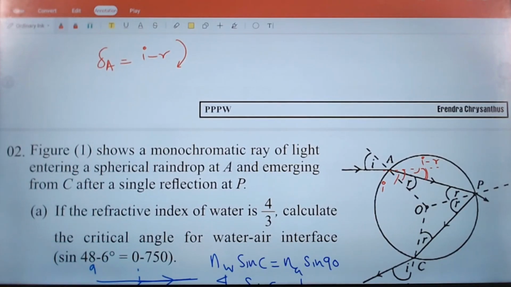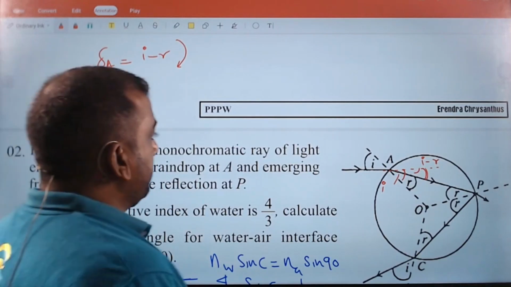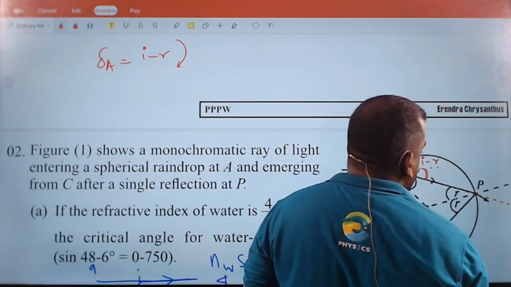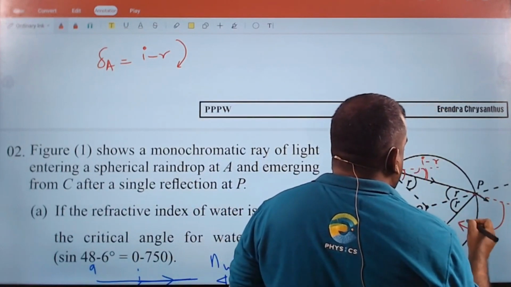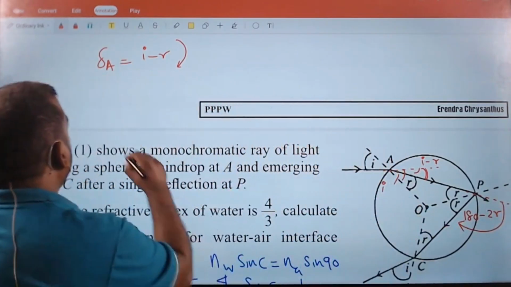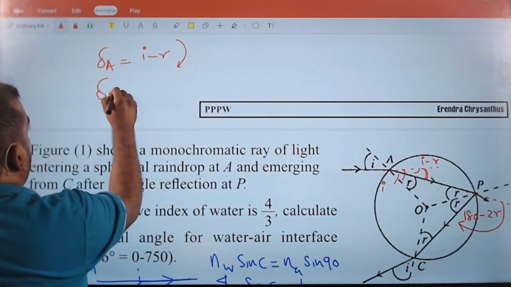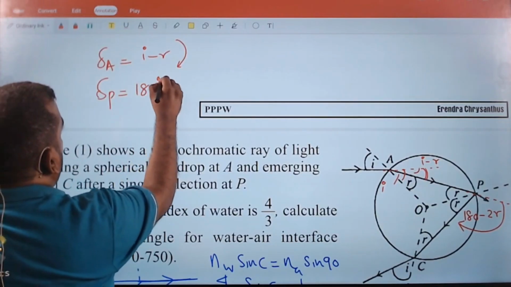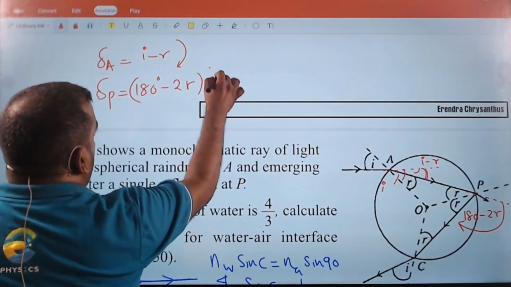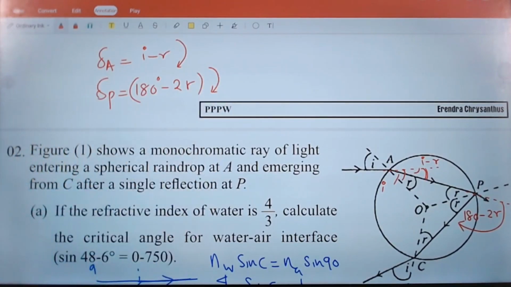Then what are they asking? Angle of deviation at P. The angle of deviation at P is 180 minus 2R, again clockwise. Next question.